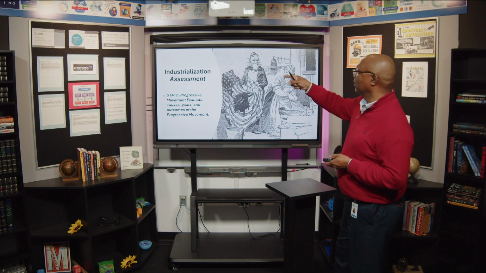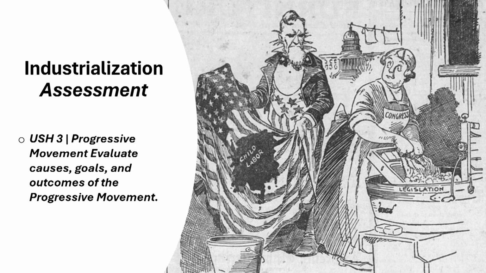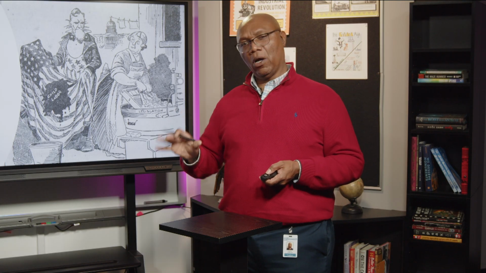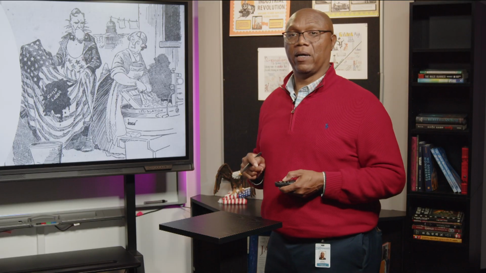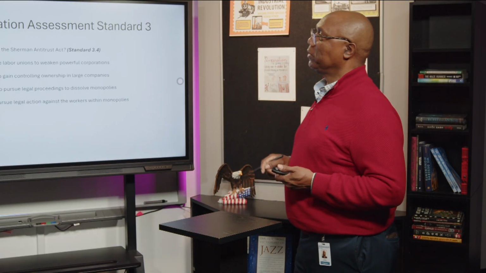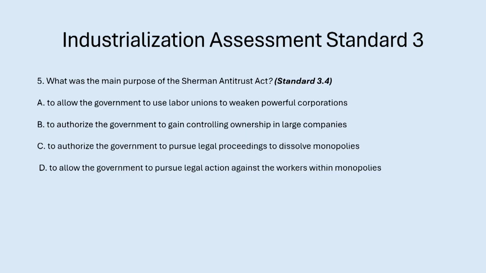What we're going to do is look at industrialization, the assessment, and it's going to cover the standard U.S. History 3, progressive movement: evaluate causes, goals, and outcomes of the progressive movement. With that, we'll jump in and look at some of those questions, go through them, decide what some of the correct answers could be, and give you some insights about what you can do to come up with those correct answers. All right, the first question that we have here comes from one of the MAP assessments.